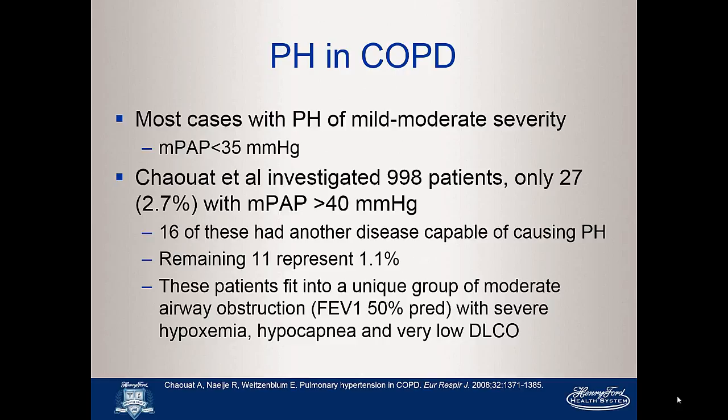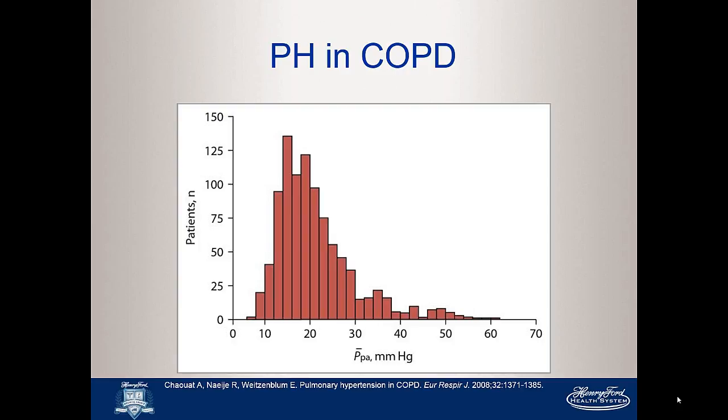But when you look at this very small group of people, they fit into a unique phenotype. Their airway obstruction really isn't as bad as you would expect. It's about 50% predicted. They had severe hypoxemia. They had actually relative hypocapnia and very low DLCO.